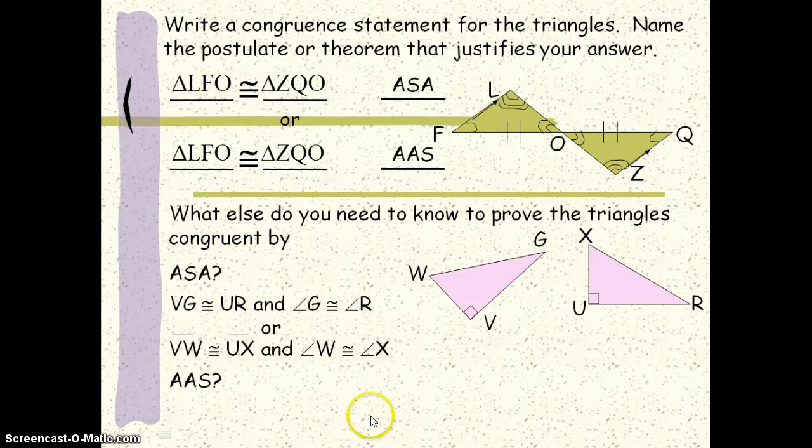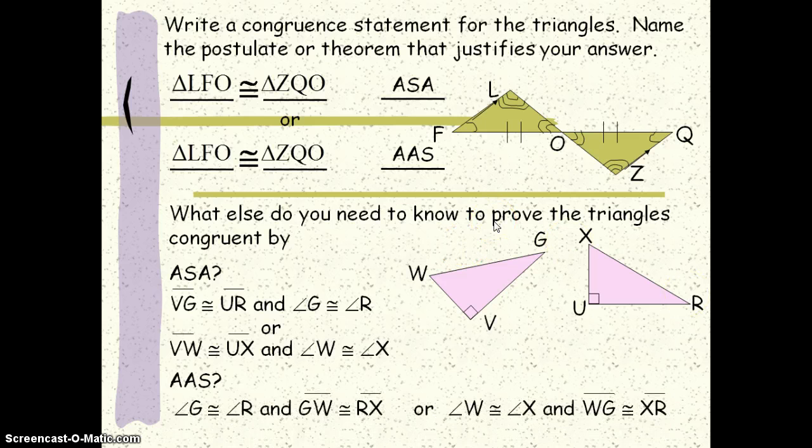What about if I wanted to prove these triangles congruent by angle, angle, side? Well, I need another angle and a side. So we could say that angle W is congruent to angle X, and then side WG is congruent to side XR. Or we could go the other way and say that angle G is congruent to angle R, and that GW is congruent to RX. So there's both of the ones that I just said.